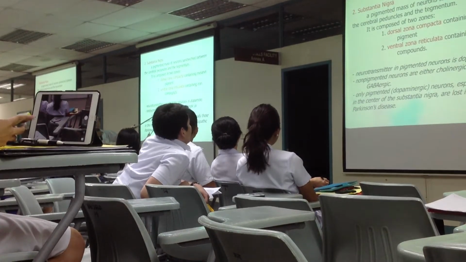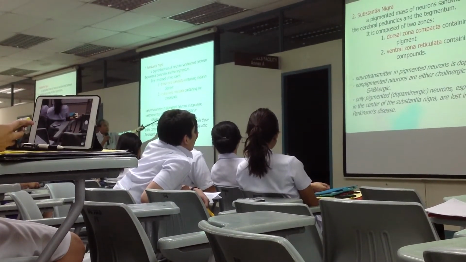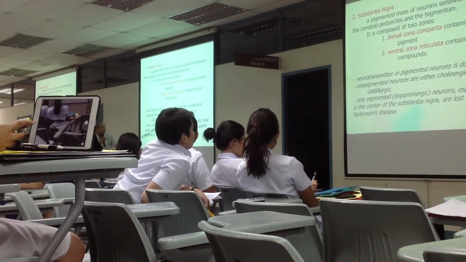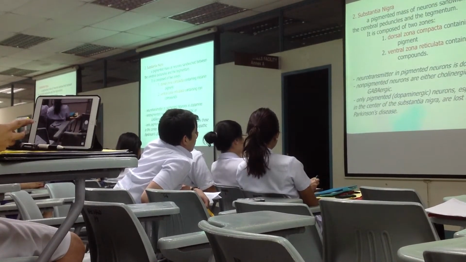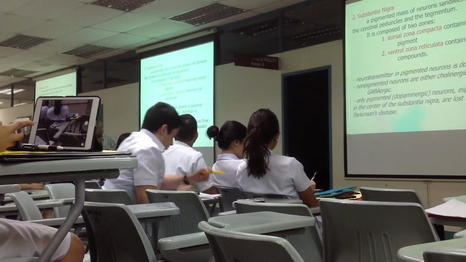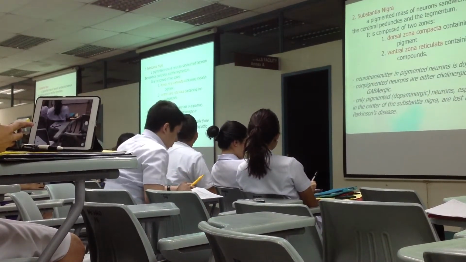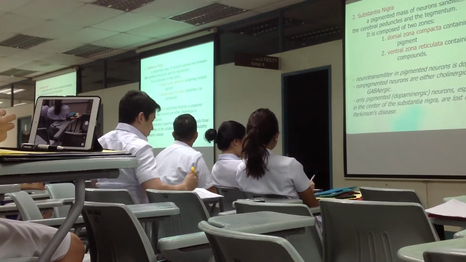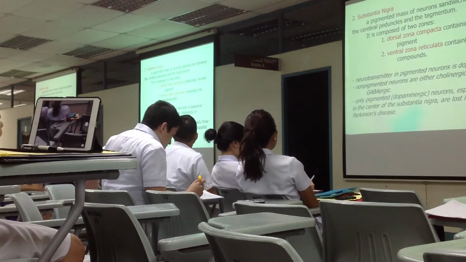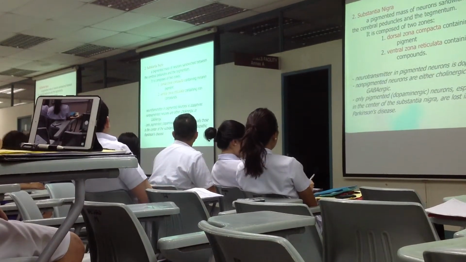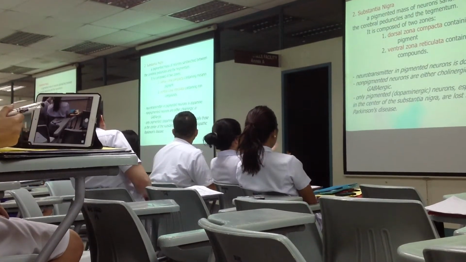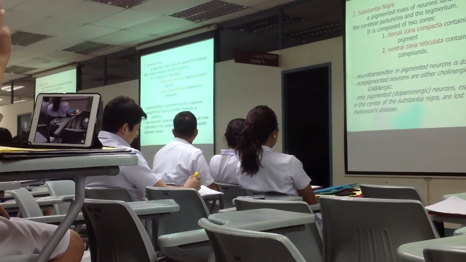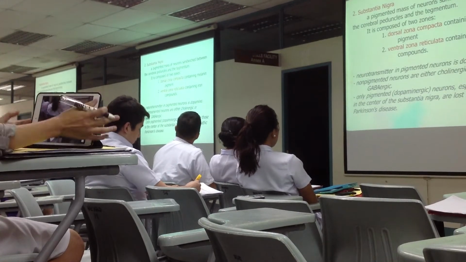The neurotransmitter in pigmented neurons, which is the zona compacta, is dopamine. The non-pigmented neurons are either cholinergic or GABAergic. Only the pigmented dopaminergic neurons in the center of the substantia nigra are lost in patients with Parkinson's disease. Okay? So pag sinabi mong Parkinson's disease, you're referring to the neurotransmitter dopamine, lacking dopamine in the pars compacta of the substantia nigra. Okay?